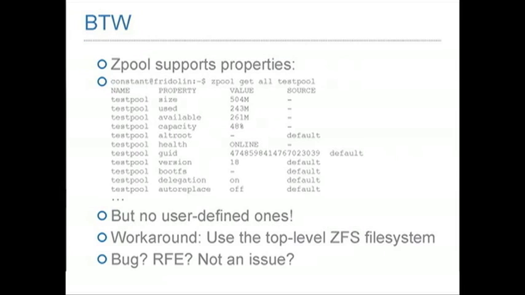By the way, zpool supports properties as well. So if you do a zpool get all, you will get a different set of properties than with the ZFS file system, but there are no user-defined properties. So I would actually have preferred storing my scrub time as a zpool property, because it actually belongs to the pool and not to an individual file system. And I ended up using the topmost file system because I wasn't able to create my own zpool property. And we can debate over a cup of coffee whether this is a bug or an RFE, or whether it's just not an issue because the topmost file system is, of course, associated with the pool at any time, and we can just use that as a workaround.